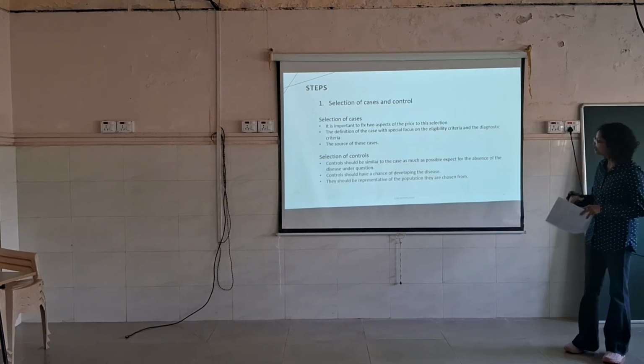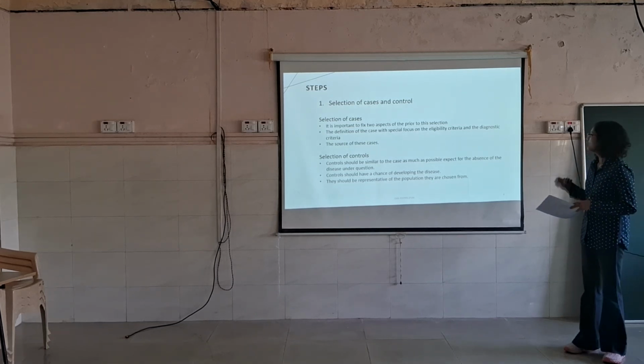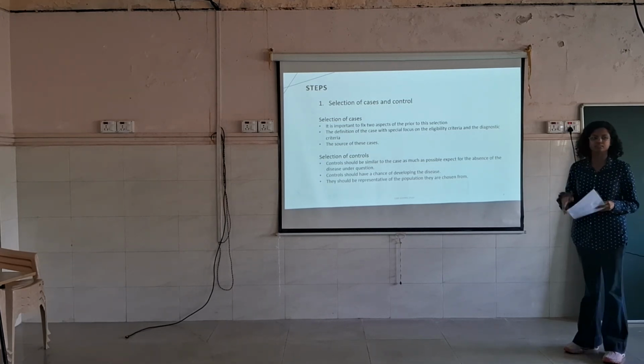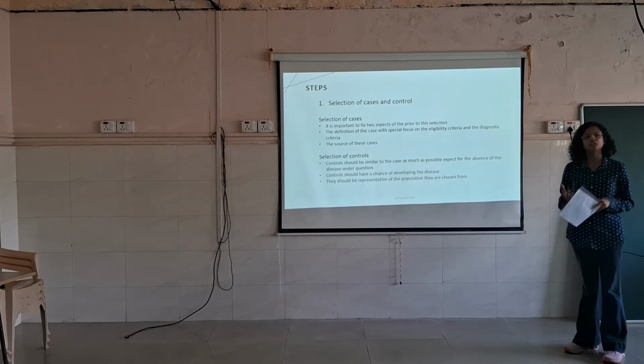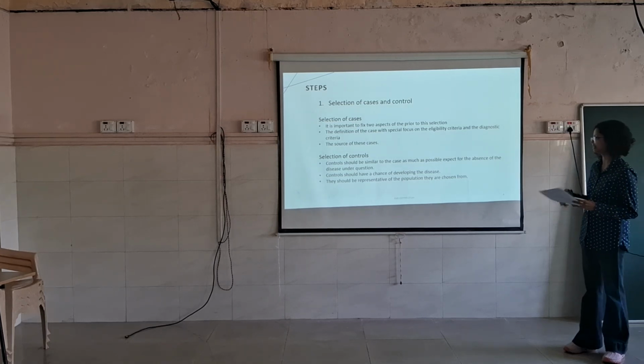And for selection of controls, they should be as similar to the cases as possible, except for the absence of the disease in question. And they should have a chance of developing the disease. What I mean is that if we were studying uterine cancer, then our controls couldn't be men because they don't have a uterus and therefore no chance of developing uterine cancer.